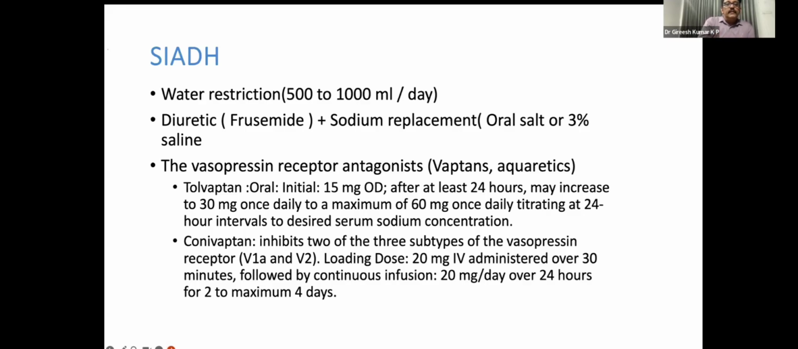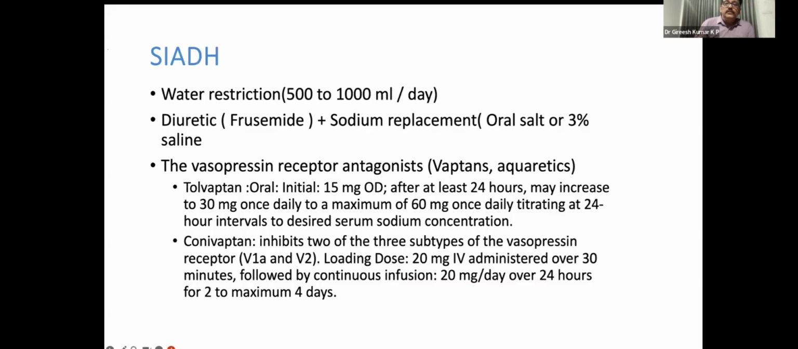The most important drug in this condition, SIADH, is tolvaptan. The currently available drug in our country is tolvaptan. You can initially start 15 milligram OD. Within 1 or 2 days, it can improve the sodium levels because it prevents the sodium loss through the kidneys. So you can give tolvaptan 15 milligram OD or BD depending on the clinical scenario.